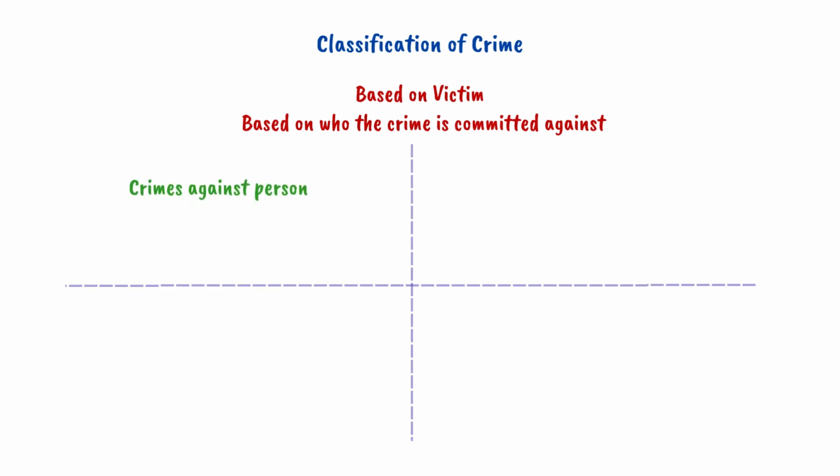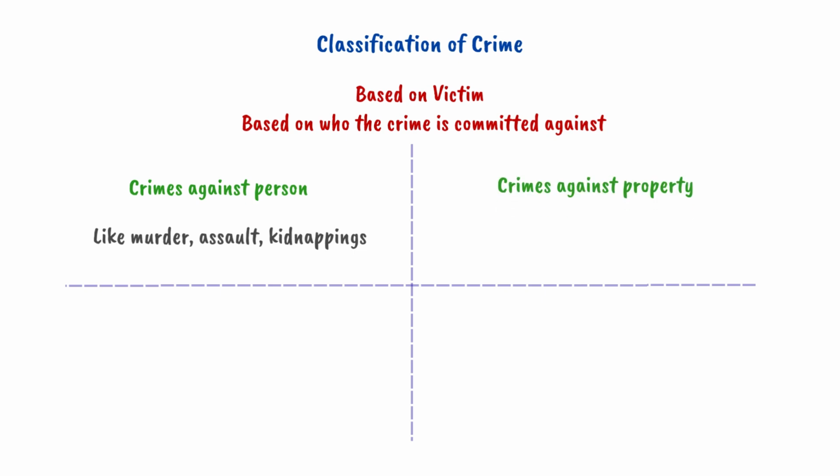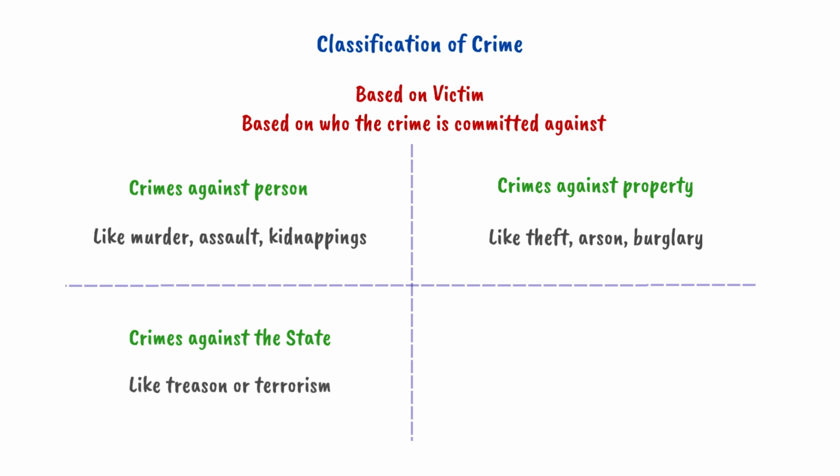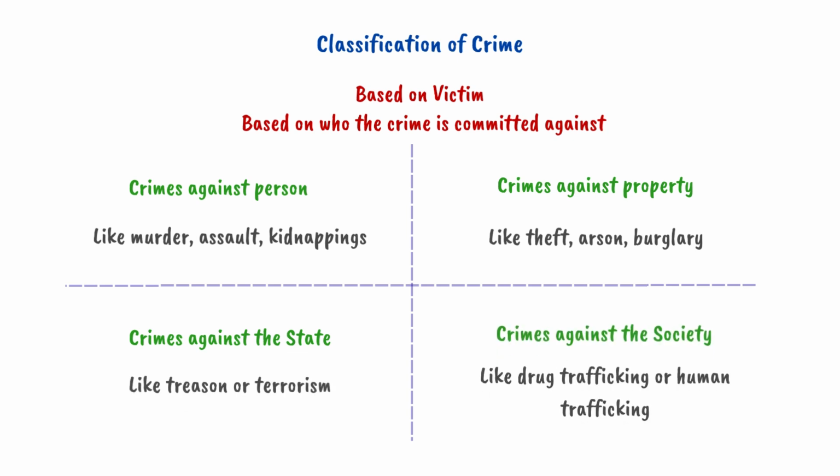There are crimes against person like murder, assault, kidnapping. Crimes against property like theft, arson, burglary. Crimes against the state like treason or terrorism. Crimes against society like drug trafficking or human trafficking. So, crime can target a person, property, the government, or society at large.